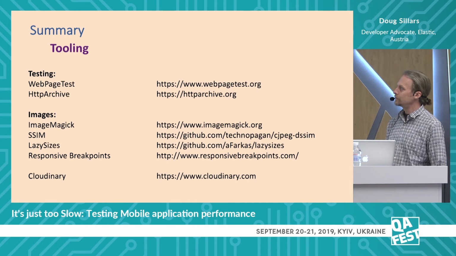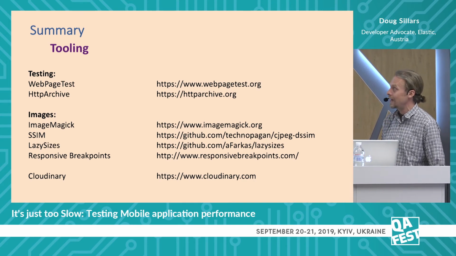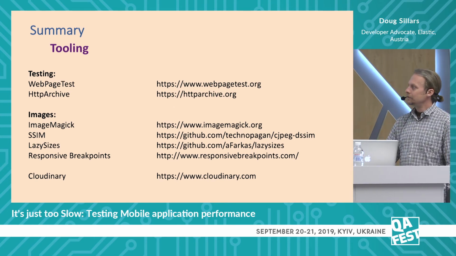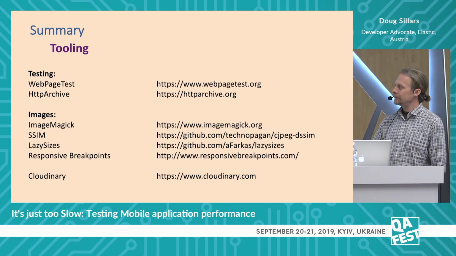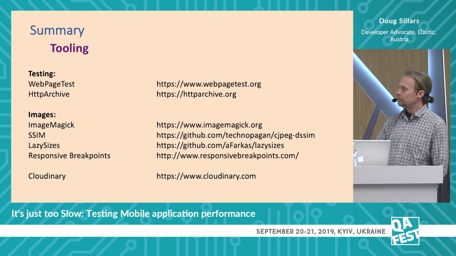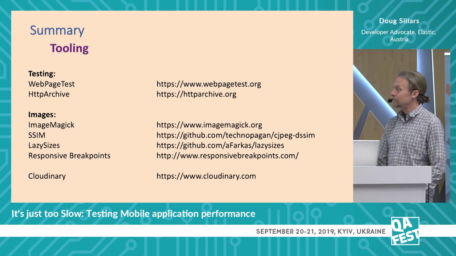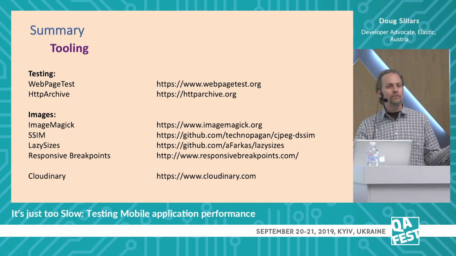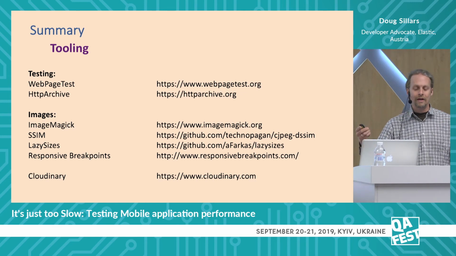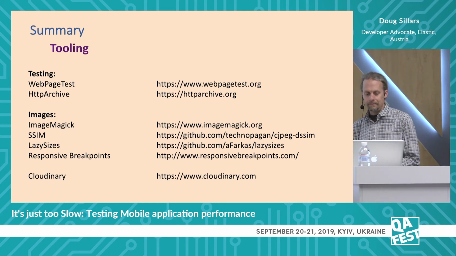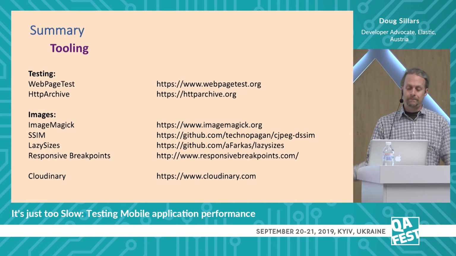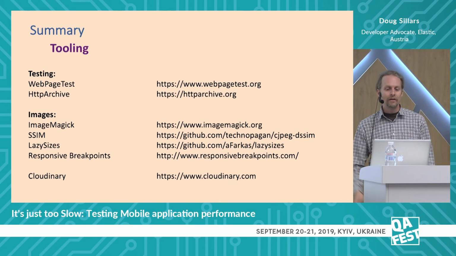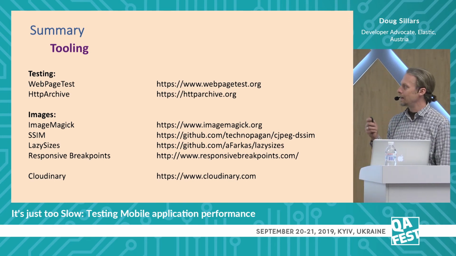So the tools I used: Web Page Test and the HTTP Archive to get a lot of the data on how fast the web is today. Image Magic, structural similarity, lazy sizes. Lazy sizes is a JavaScript library to do lazy loading. Responsive breakpoints to resize the images. Cloudinary is a great cloud-based image hosting, video hosting service to help you resize all your images and your videos so that they're fast. And it does a lot of it magically, so you don't have to worry about it.